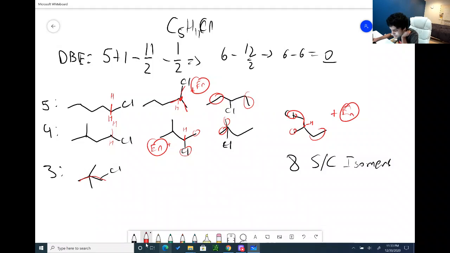Over here, this one has two hydrogens, no, not four different groups in here. All these three methyl groups are the same. So there are 8 plus 3 equals 11 total isomers.